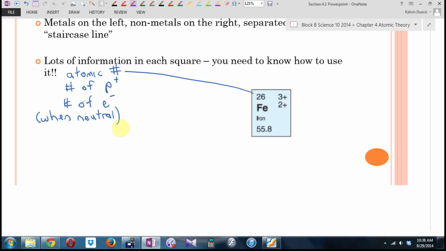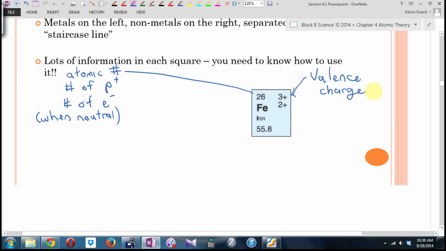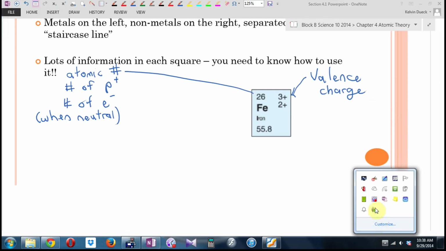Okay. What about these two numbers in the top right? What do those tell you? It's a word that begins with a V, and there's a candy, if anybody can remember what the word is that begins with a V. Okay, this tells you the valence, spelled with an E, Mr. Dueck. The valence charge. Tells you the valence charge.